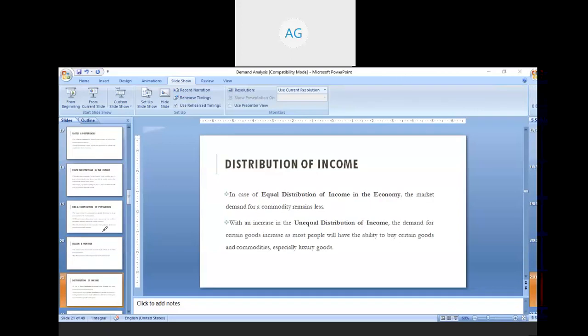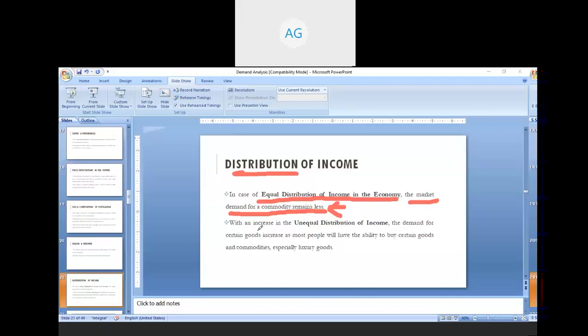And the last determinant of demand is distribution of income. In the case of equal distribution of income in the economy, the market demand for a commodity remains less. Consider a scenario where all of the individuals are getting equal income, then the market demand for the commodity is basically static, or there is less commodity demand in the market.